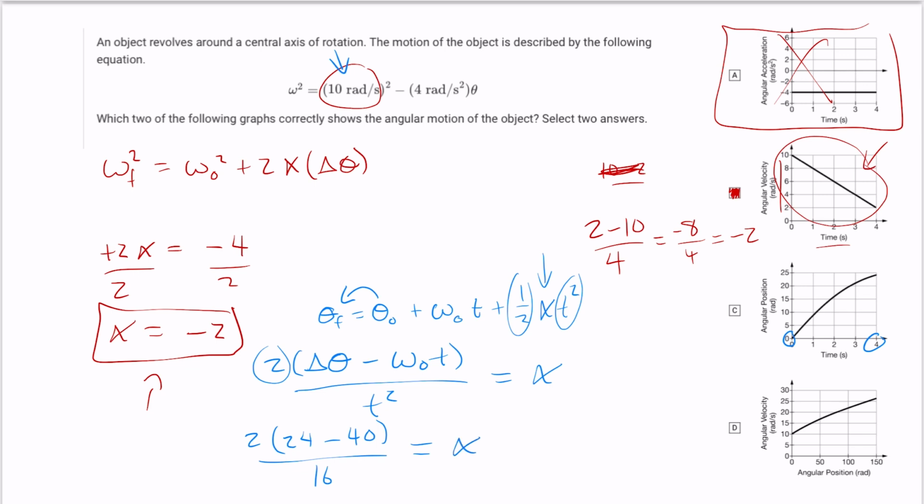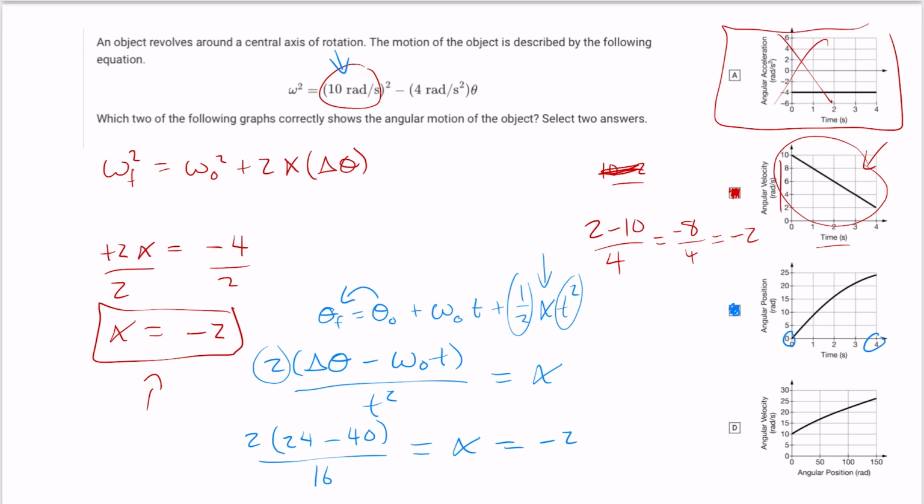It should be very close since we made a couple of approximations. So I'm going to do 24 minus 40 times 2, and divide that by 16. And sure enough, we get an angular acceleration of -2. So that means C is actually correct for us. C is correct, and since we only need to pick 2, I'm going to pause there.